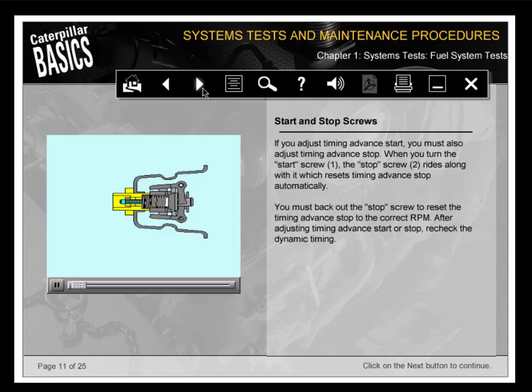If you adjust timing advance start, you must also adjust timing advance stop. When you turn the start screw, number 1, the stop screw, number 2, rides along with it, which resets timing advance stop automatically. You must back out the stop screw to reset the timing advance stop to the correct RPM. After adjusting timing advance start or stop, recheck the dynamic timing.